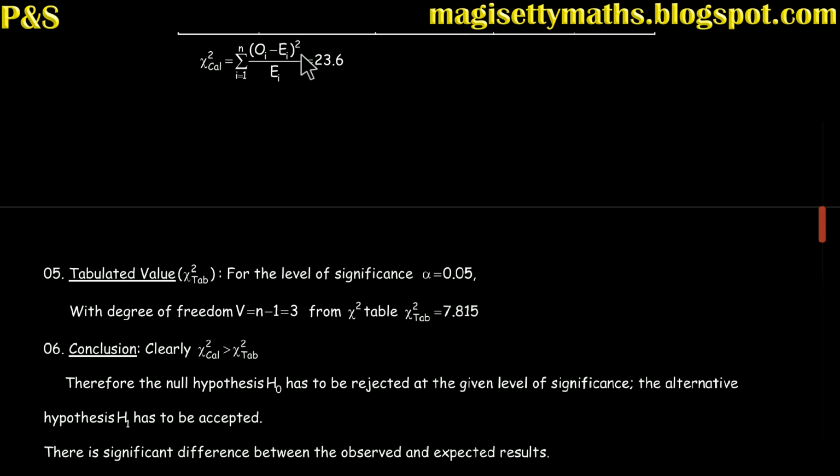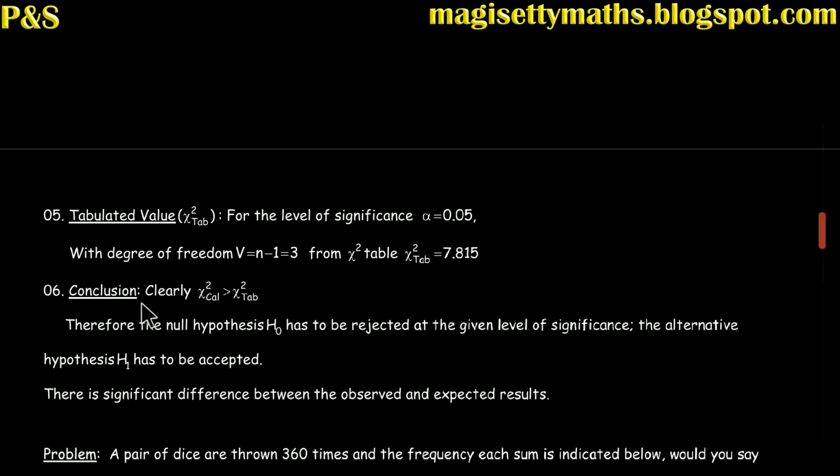If you observe clearly, chi-square cal 23.6 is greater than chi-square tab. So the conclusion is that chi-square cal is greater than chi-square tab. Therefore, the null hypothesis has to be rejected at the 5% level of significance and the alternative hypothesis has to be accepted. That means there is a significant difference between observed and expected frequencies.